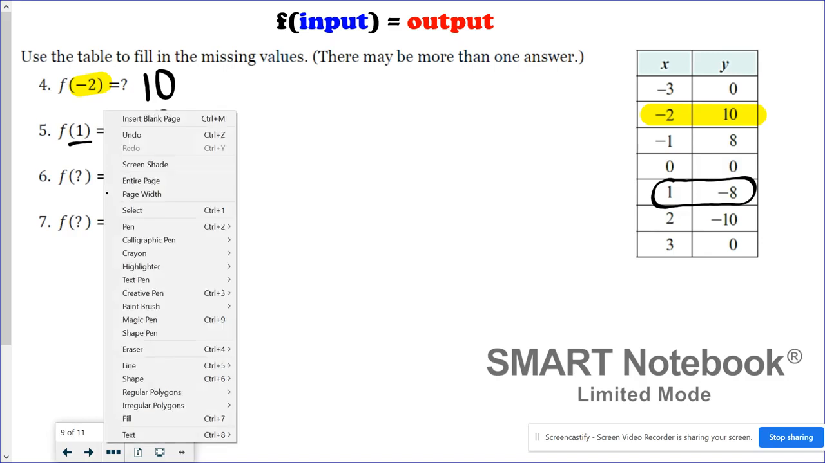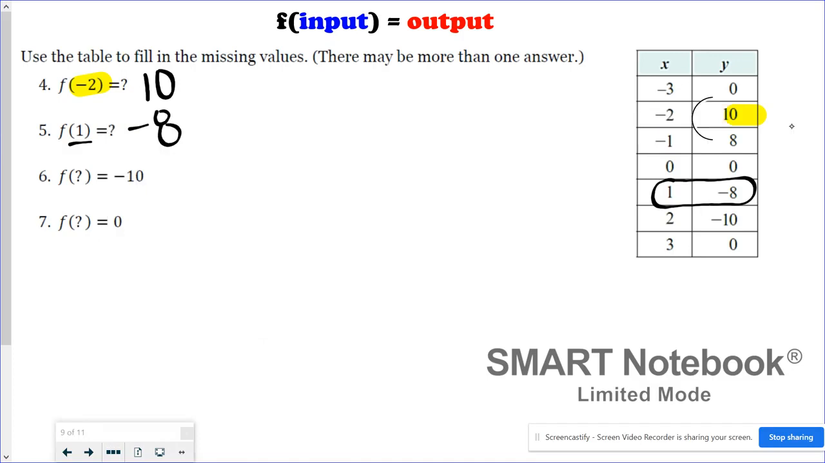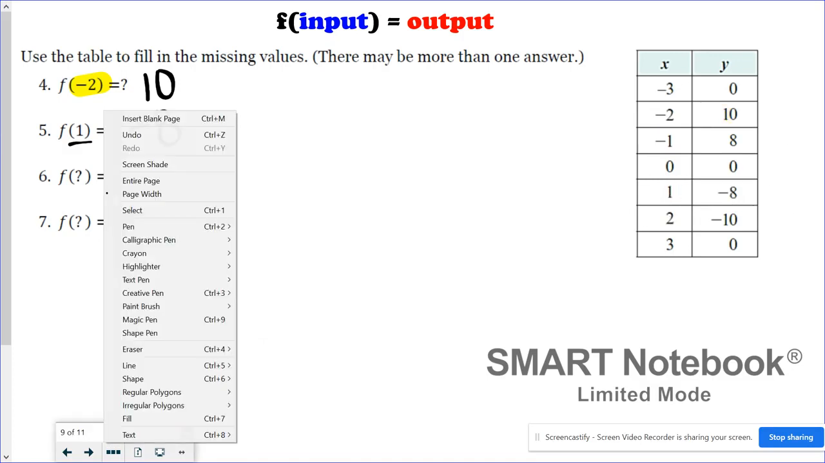So now let's take a look at 6 and 7. I'm just going to erase my markings here because I'm going to draw all over this thing.